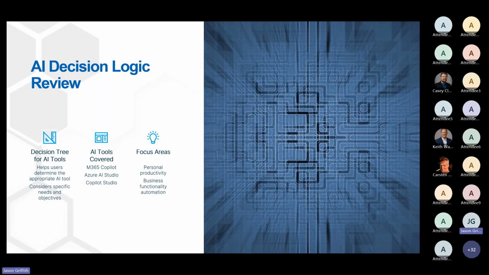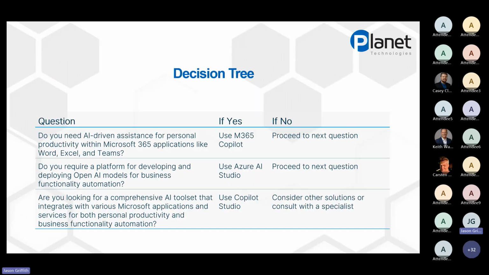We'll cover Copilot, Azure AI Studio, and Copilot Studio through this. And some of the focus areas are really around personal productivity versus departmental or organization-wide automation and functionality. So from a decision tree, right, the first question asked is, do you need AI-driven assistance for personal productivity within Microsoft 365 applications like Word, Excel? The general recommendation is Copilot solves that problem.